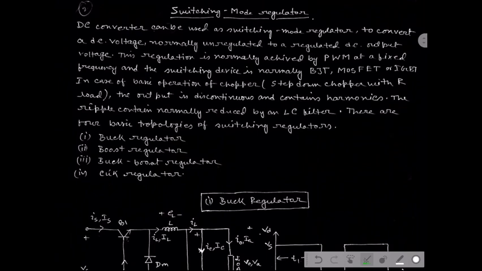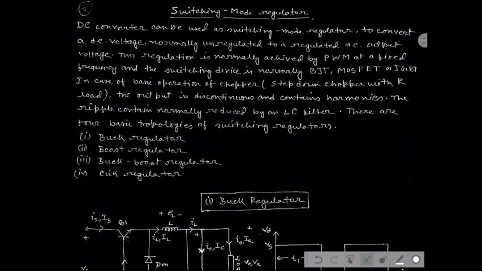This regulation is normally achieved by the PWM technique, which is called pulse width modulation technique, at a fixed frequency. The switching device can be anything: BJT, MOSFET or IGBT. Depending on the application, maybe a high rated frequency is needed, or maybe a high blocking voltage will be there. On the basis of this, we can choose the type of switch for regulator operation.